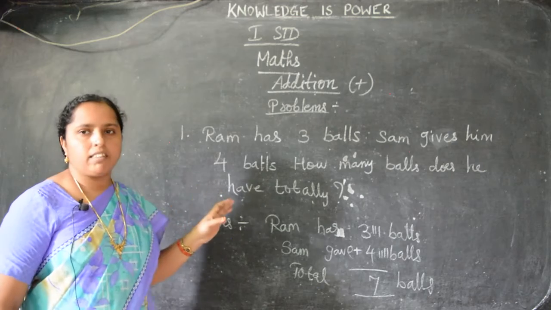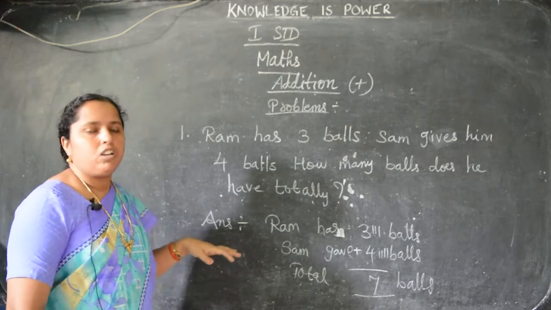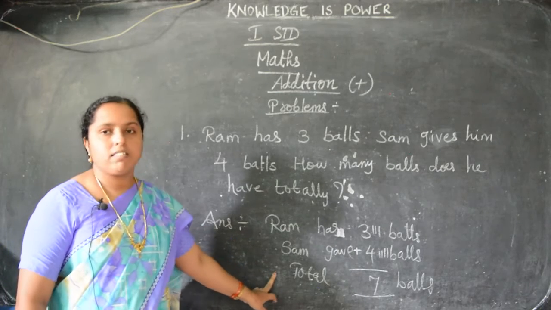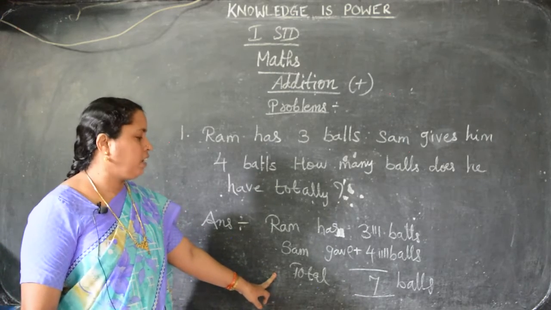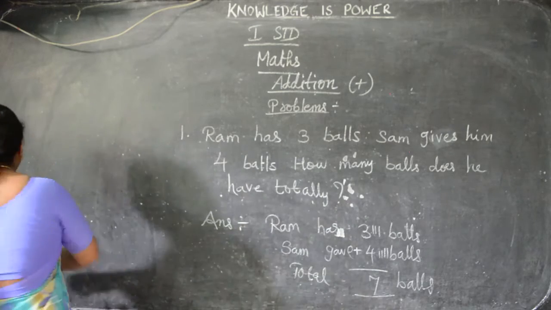Ram already is having 3 balls. His friend gives him 4 more balls. So finally how many balls does Ram have? He is having 7 balls. Finally Ram is having 7 balls. Have you understood, children? And next.